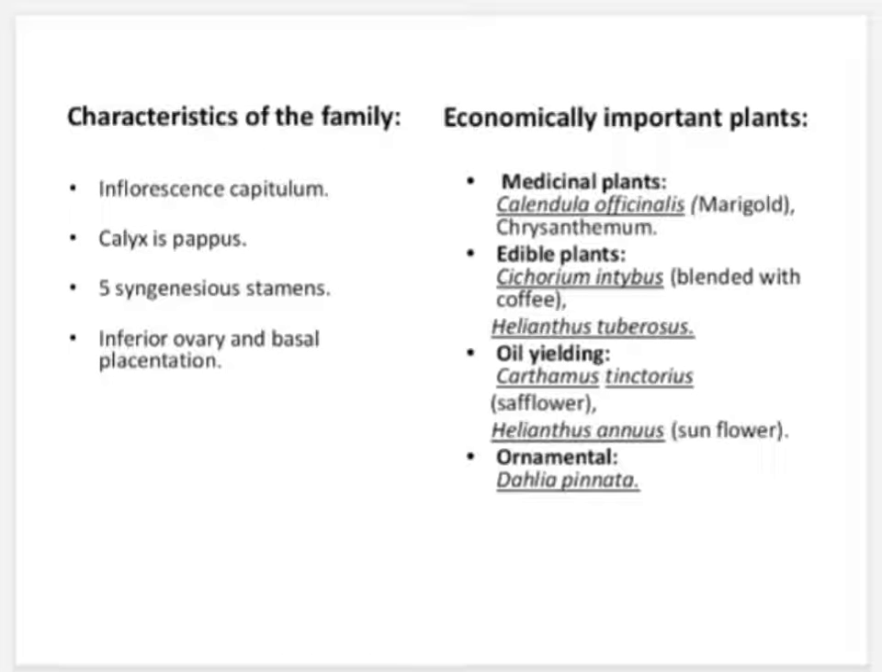Calendula officinalis is a medicinal plant. Marigold, chrysanthemum and calendula are ornamental plants. Cichorium intybus, seeds of which are normally blended with coffee, and Helianthus tuberosus, both of these are edible. Oil yielding plant is Carthamus tinctorius or safflower, and seeds of Helianthus annuus are also used for oil.